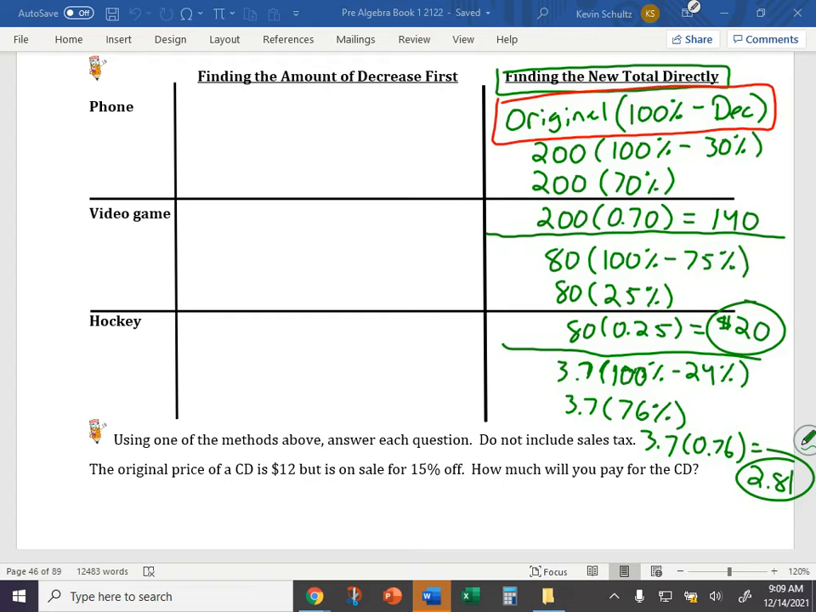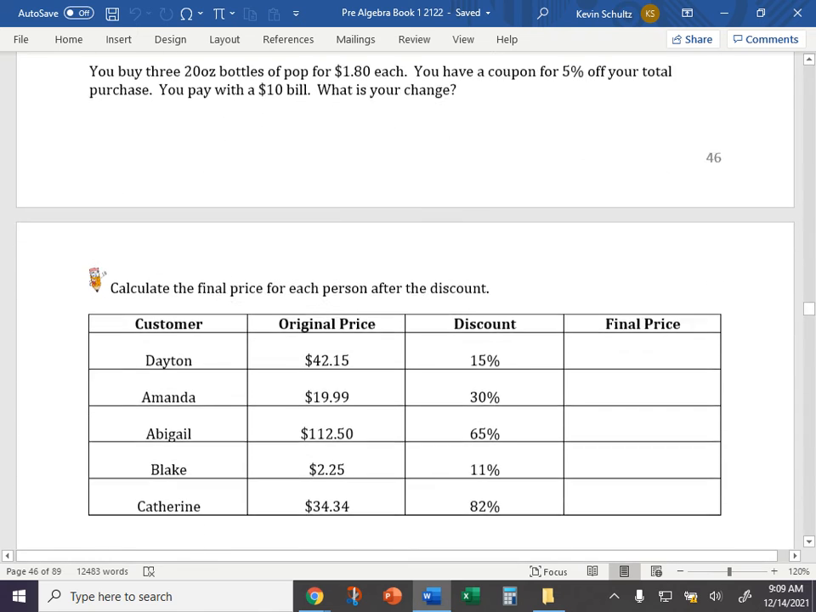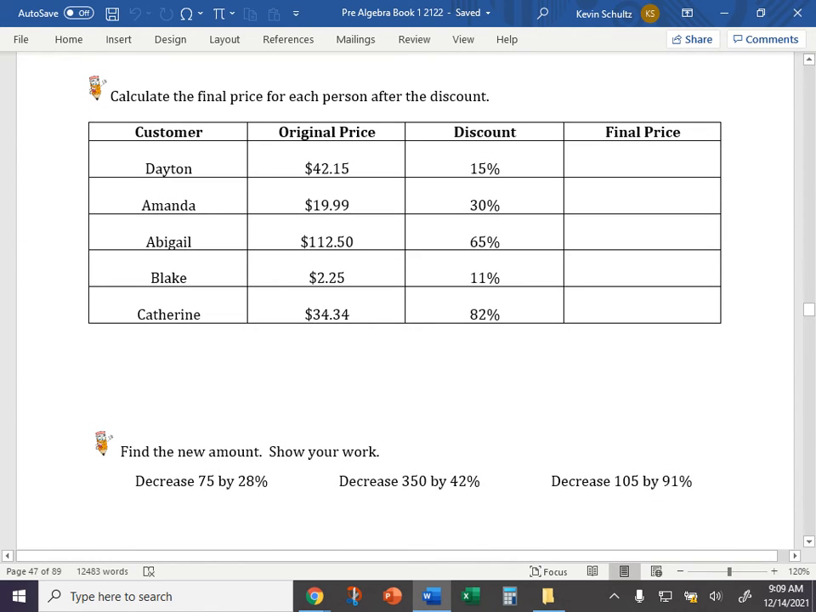Okay. For homework for tomorrow, I only want you to do our customer section. Dayton, Amanda, Abigail, Abby, Blake, and Kathleen. Doesn't make a difference, either one's fine. This was before I knew all your nicknames and what you preferred to be called, so I apologize for that.